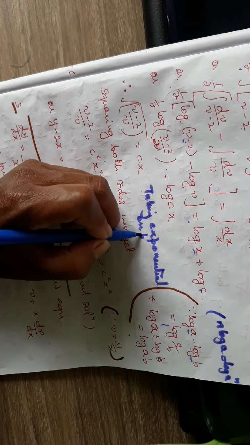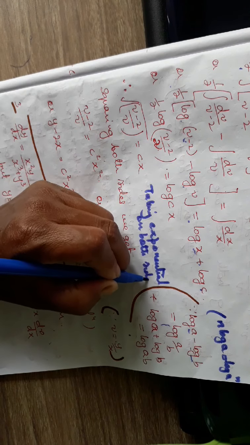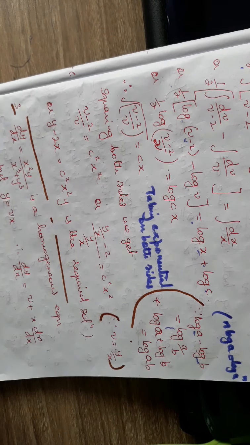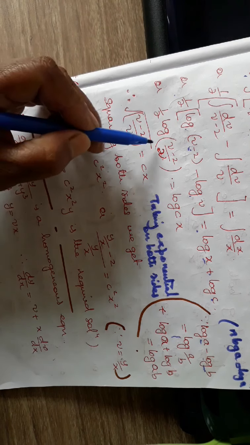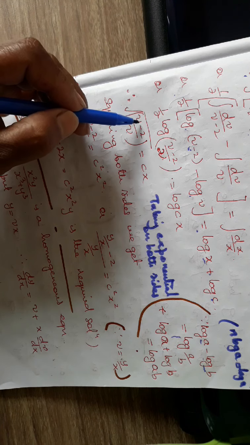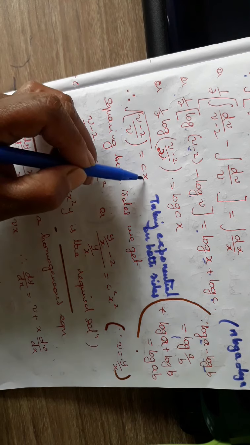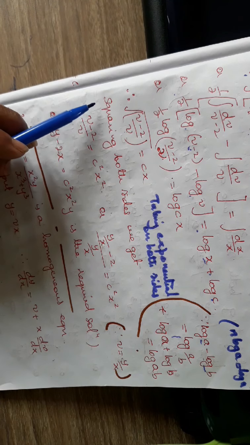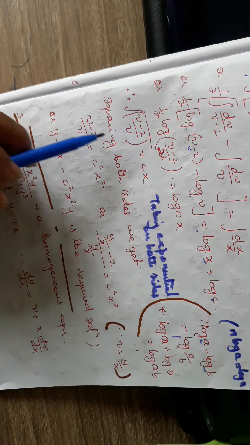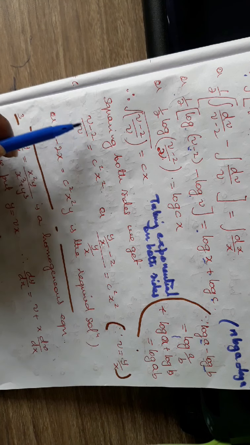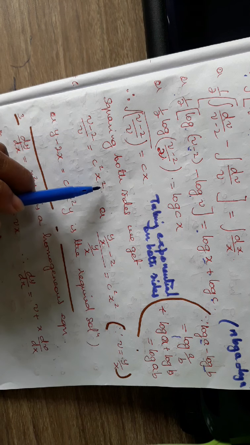on both sides. So e to the power log of something gives you that value only. Therefore we have ((v minus 2) by v) to the power half, or you can write it as the square root of (v minus 2) by v equal to cx. So from here, squaring both sides so that the square root will be removed, what remains here is (v minus 2) by v is equal to c square x square.